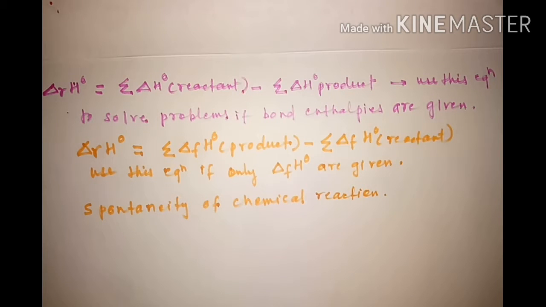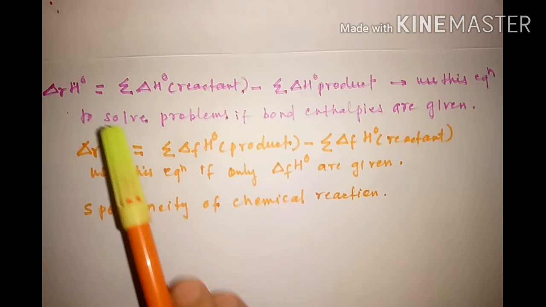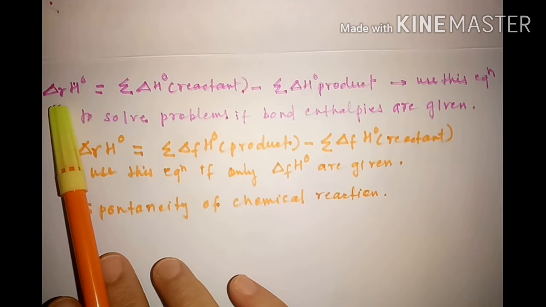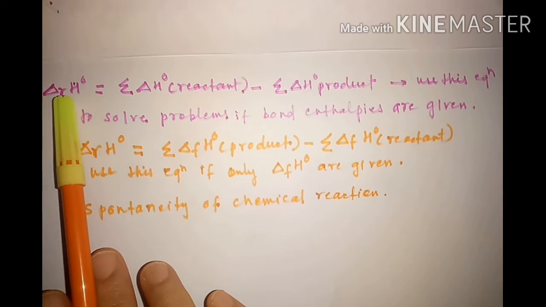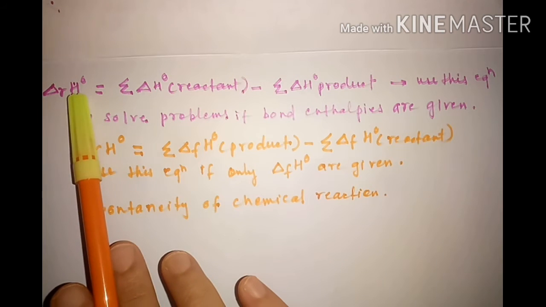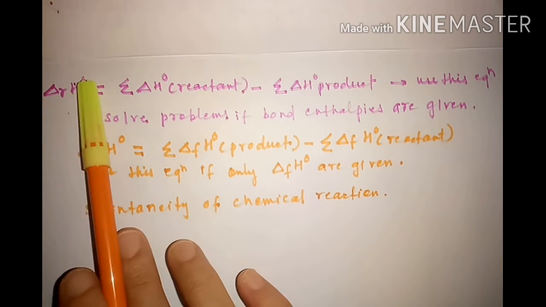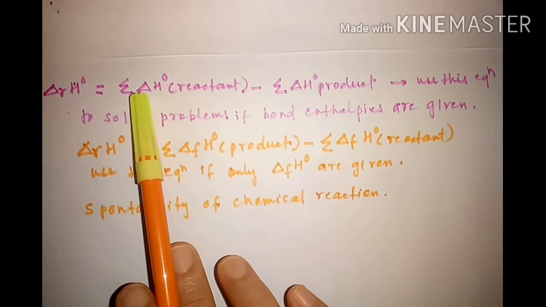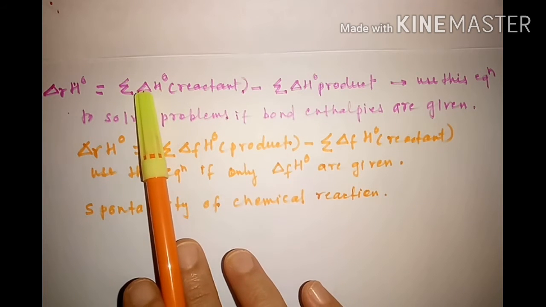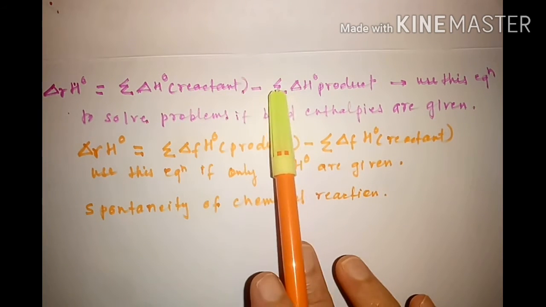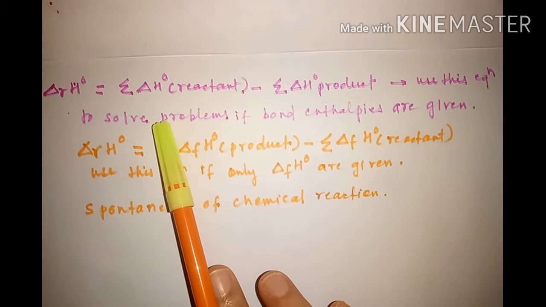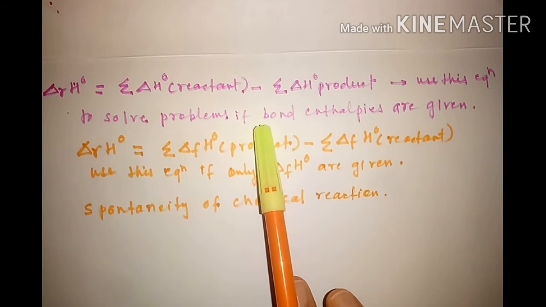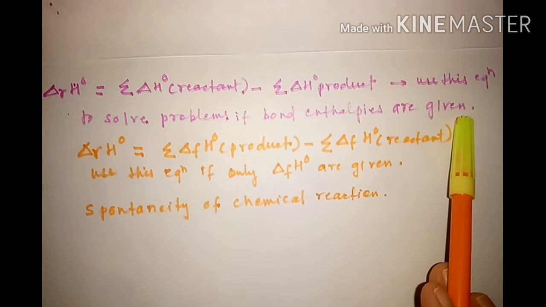Hello everyone. When you want to calculate the standard enthalpy change of a reaction at standard state, that is, the standard enthalpy of the reaction, use this equation: standard enthalpy change of reactants minus standard enthalpy change of products. This equation should be used to solve problems if bond enthalpies are given.